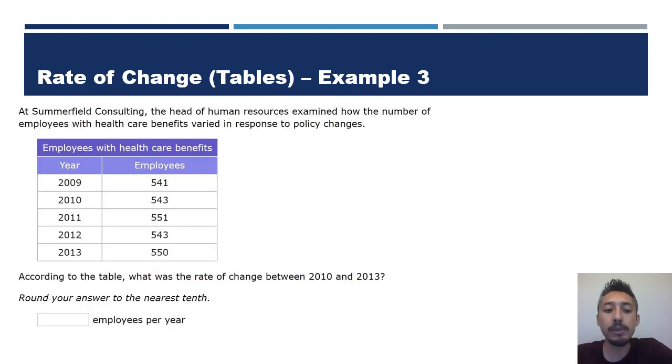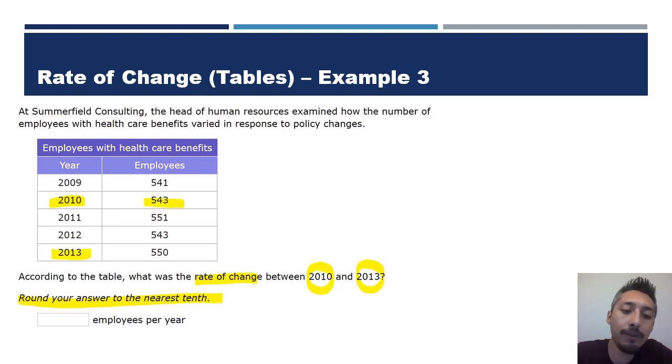This last example for tables is going to ask us to do an extra step. If you notice near the end of our answer, it's going to ask us to round our answer to the nearest tenth. So apart from the rounding, everything else is still the same. It's still the same thinking process. Here we're being asked to find the rate of change between 2010 and 2013. In 2010, we had 543 employees. In 2013, we had 550 employees.